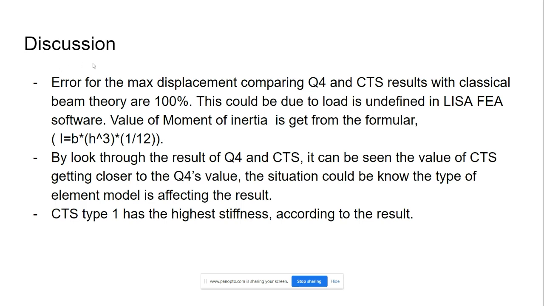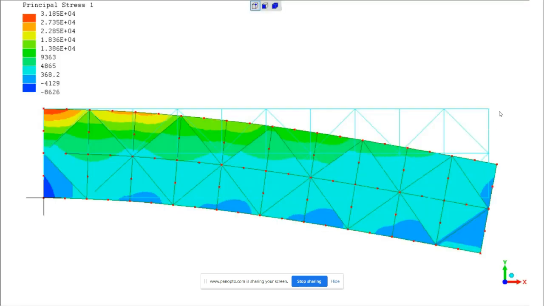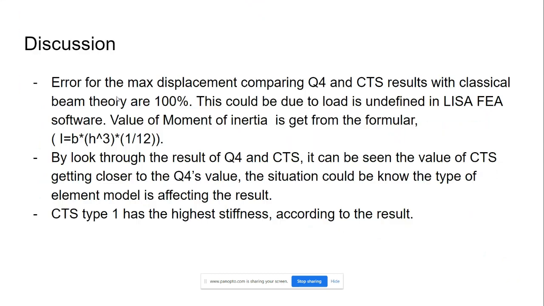So for the discussion, the error for the maximum displacement comparing the Q4 and CTS results with classical beam theory is 100%. This could be due to the load being undefined in the Lisa FEA software. So by running through the app, you insert a new load and then you don't know what the load value is. So this could be the problem why the maximum displacement has 100% error.